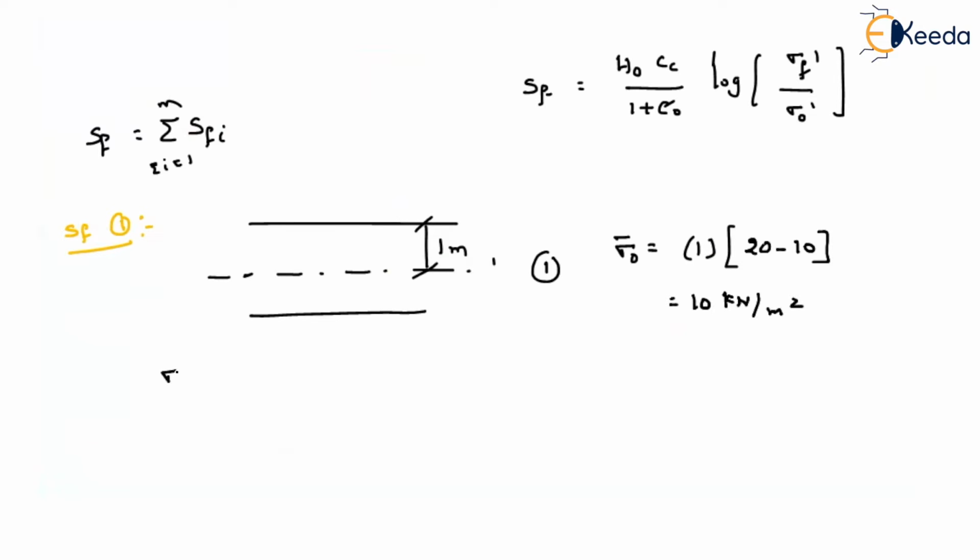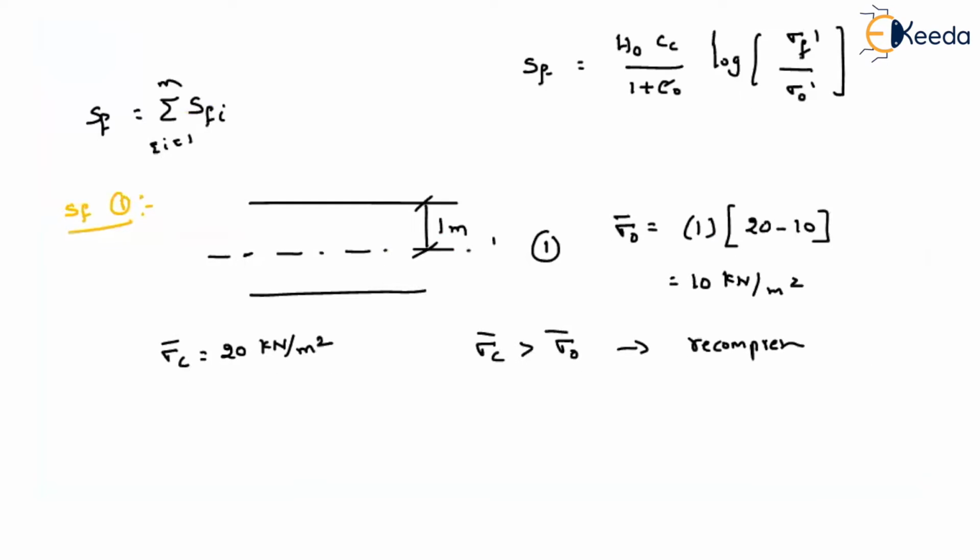What about this pre-consolidation pressure? It is already acting as 20 kilonewton per meter square. As this pre-consolidation pressure is greater than the initial effective stress, that means recompression is happening.